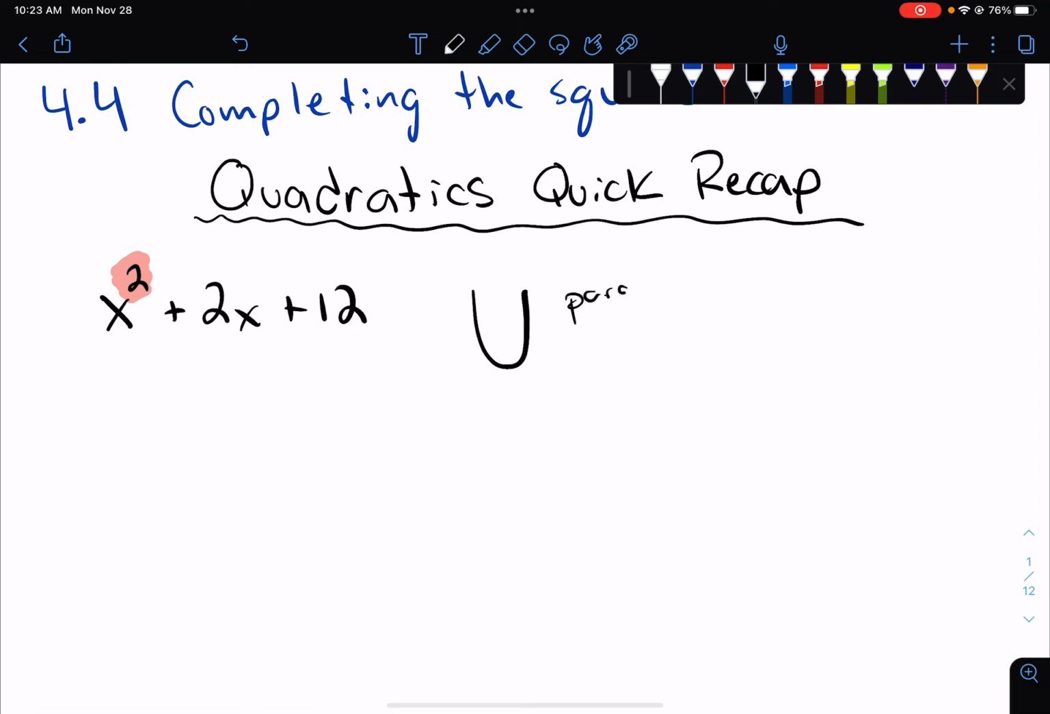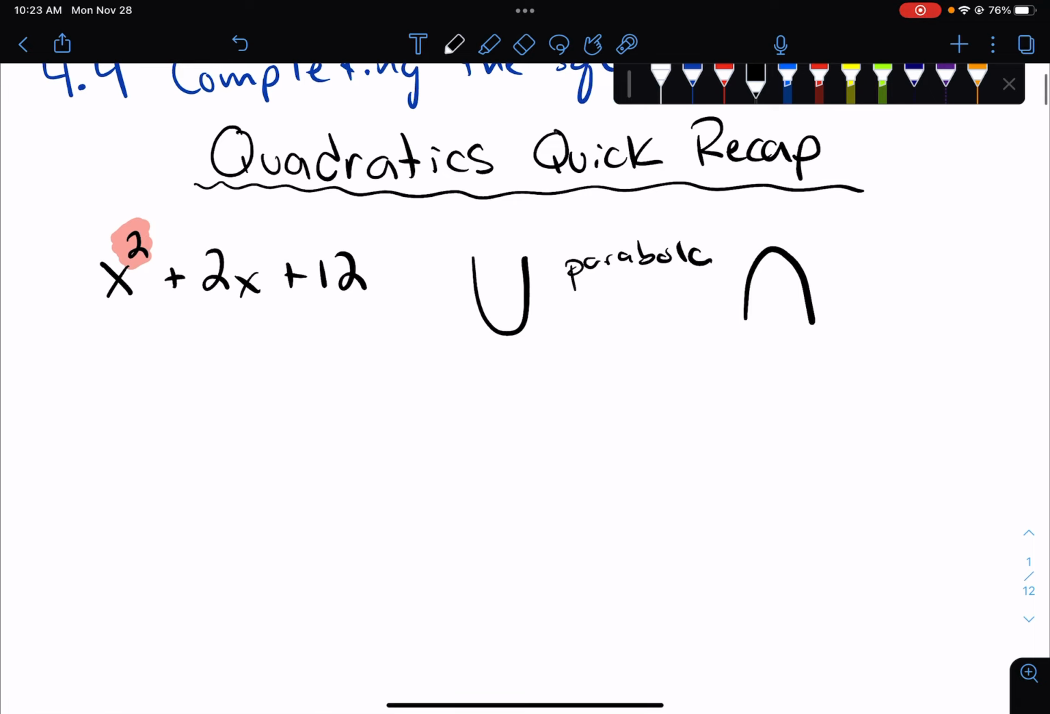I better spell that for you because you probably forgot. Parabola. Sometimes our parabola is upside down, but it's still a parabola. It just depends on what the numbers are doing. We learned in chapter 3 that I can draw this picture. Sometimes it's looking like this, sometimes it's going down, but we learned how to graph that.